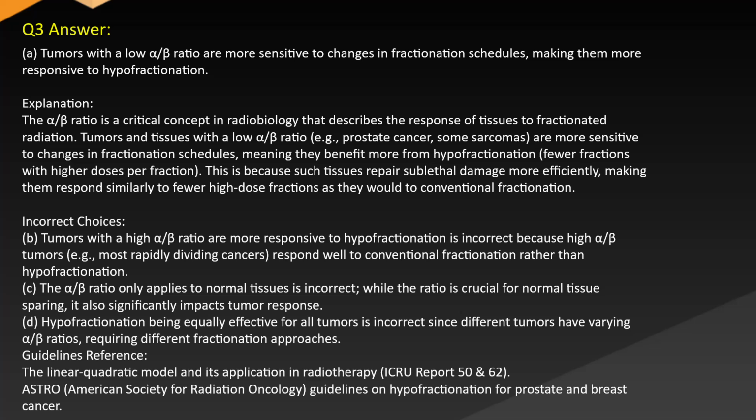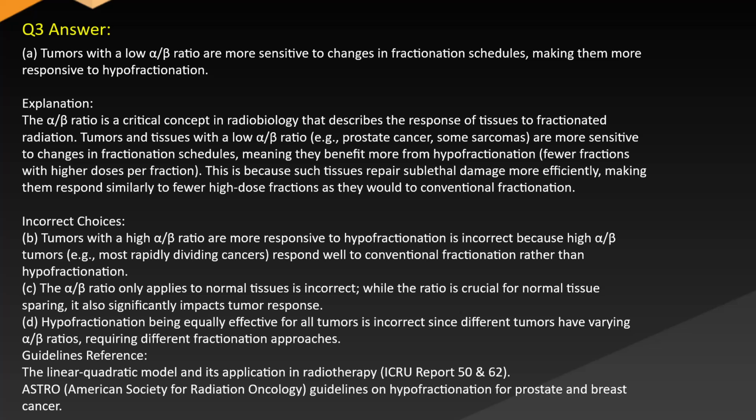This is because such tissues repair sublethal damage more efficiently, making them respond similarly to fewer high-dose fractions as they would to conventional fractionation. Incorrect choices. B. Tumors with a high α/β ratio are more responsive to hypofractionation is incorrect because high α/β tumors, e.g., most rapidly dividing cancers, respond well to conventional fractionation rather than hypofractionation.